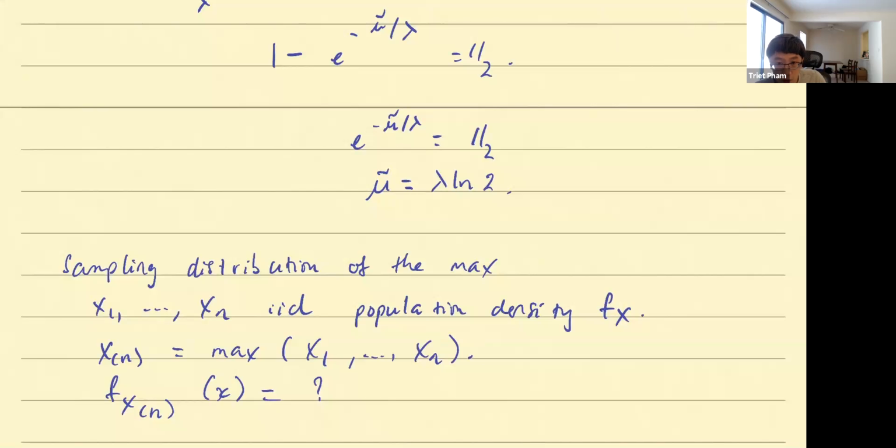How would you compute the distribution of a max of two random variables? Or for that matter, how do you compute the distribution of any random variable in general?